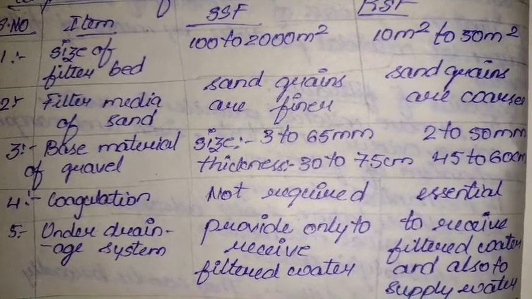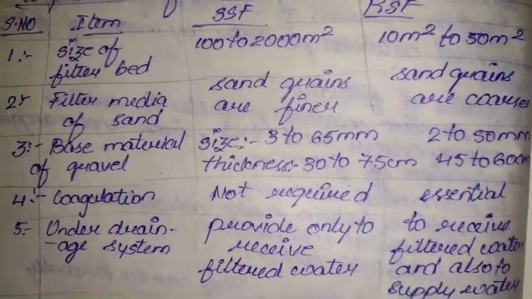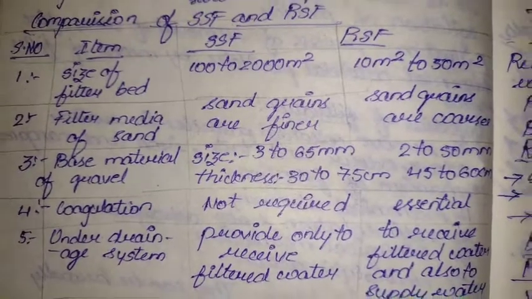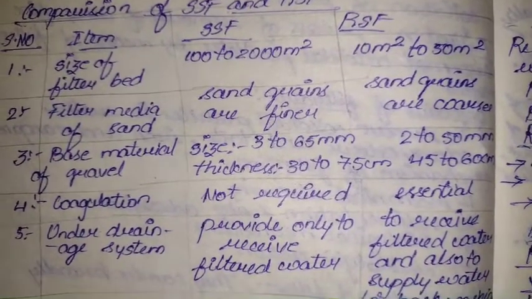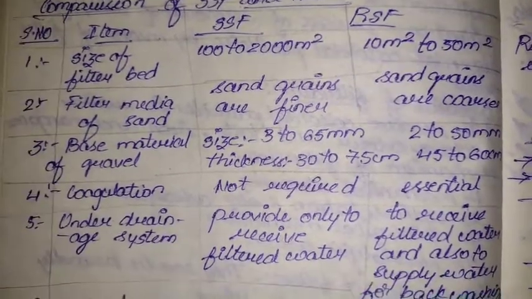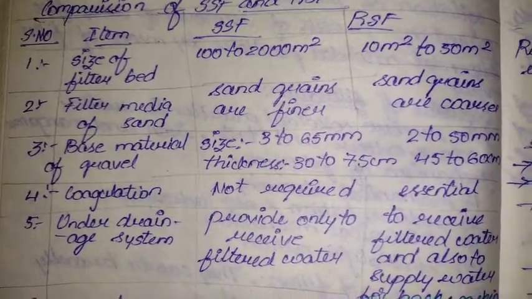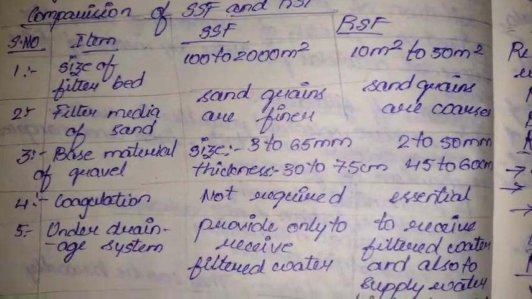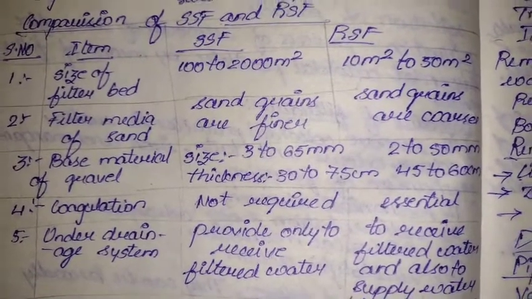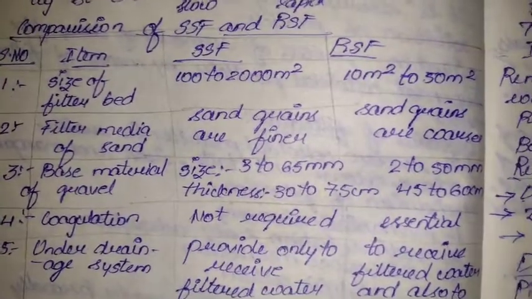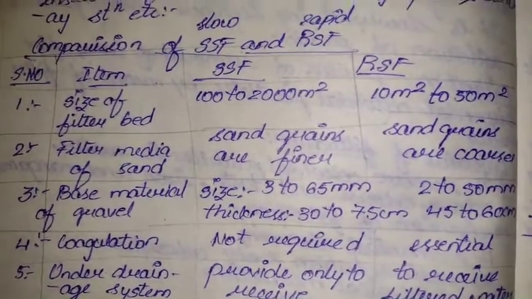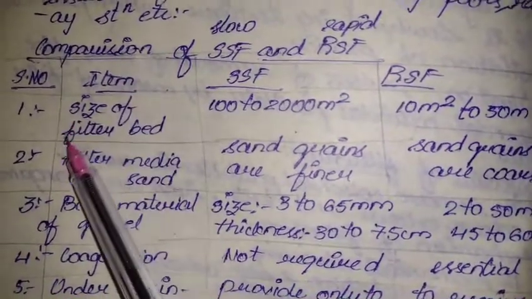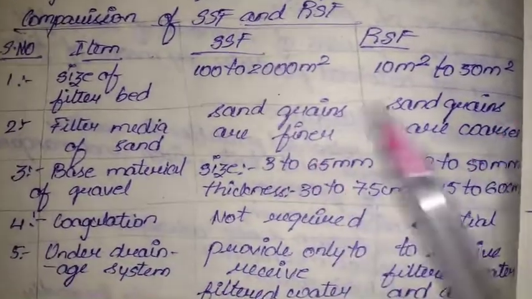So that is what this video is about. We'll discuss the classification of filters, and we'll also discuss how to differentiate them. Generally, as I told you, they are classified as gravity and pressure filters, but again the gravity filters are subclassified as slow sand filters and rapid sand filters. So this is what this table is about. We are just comparing slow sand filters and rapid sand filters, and depending upon the topic, we are specifying the difference.